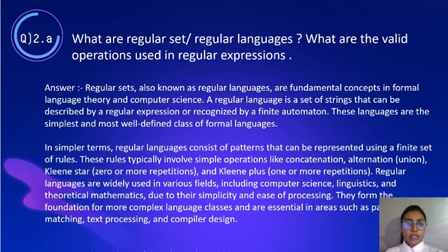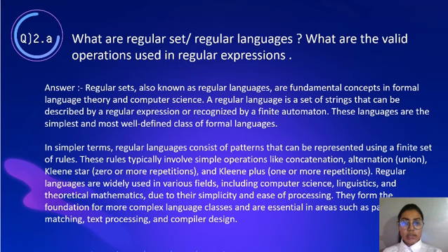What are regular sets, regular languages? What are valid operations used in regular expressions? So the answer is: regular sets, also known as regular languages, are a fundamental concept in formal languages theory and computer science. A regular language is a set of strings that can be described by a regular expression or recognized by a finite automata. These languages are the simplest and most well-defined class of formal languages. In simple terms, a regular language consists of patterns that can be represented using a finite set of rules.